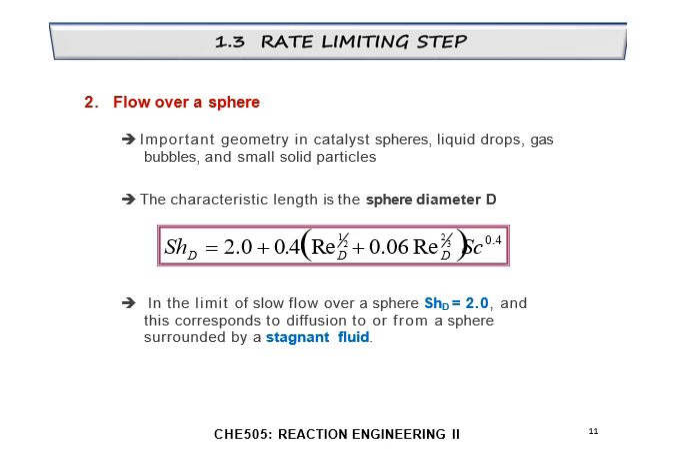Next is how to find the Sherwood number using the geometry of a sphere. So this is its theory. It says here that in the limit of a slow flow over a sphere, we can assume that the Sherwood number for a sphere diameter will be 2.0, which can also be used for diffusion from a sphere surrounded by a stagnant fluid.